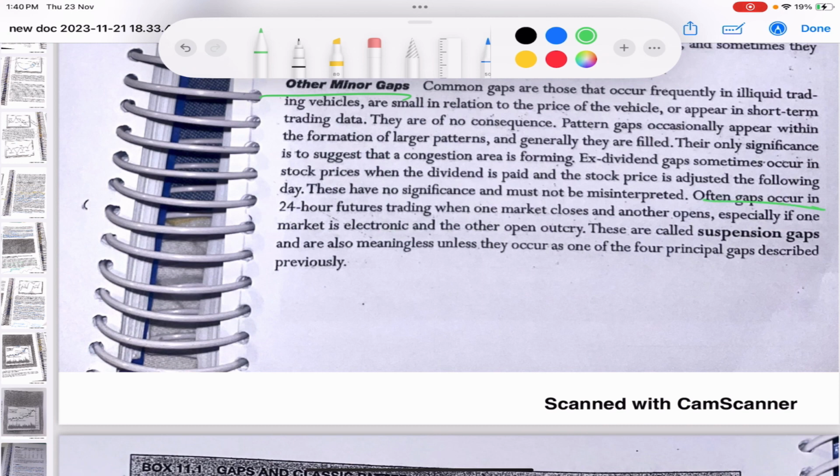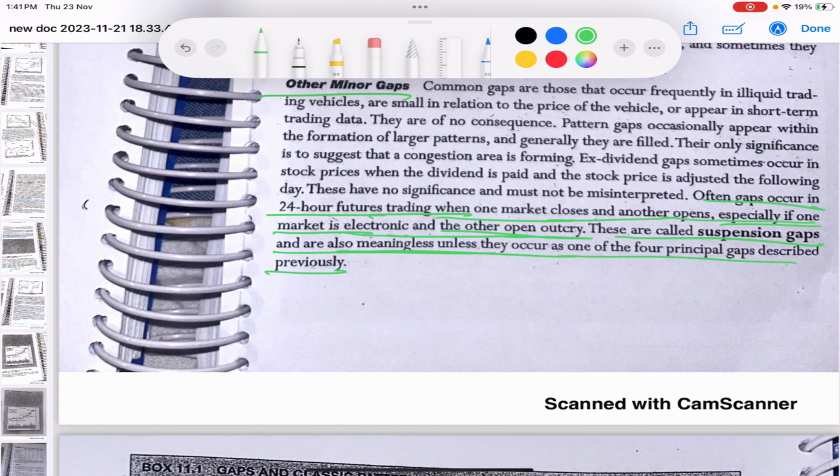So often gaps occur in 24-hour trading futures. Often gaps occur in 24 hours futures trading when one market closes and another opens, especially if the market is electronic. These are known as suspension gaps, and they are also meaningless unless they occur on the four principal gaps described previously. So what do they mean?